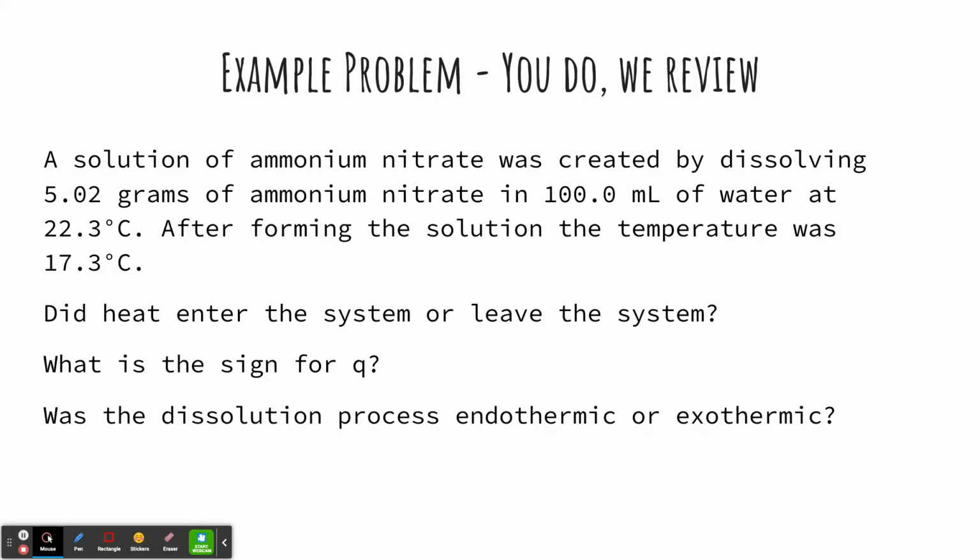So it says a solution of ammonium nitrate was created by dissolving 5.02 grams of ammonium nitrate in 100.0 milliliters of water at 22.3 degrees Celsius. After forming the solution, the temperature was 17.3 degrees Celsius. The questions are, did heat enter the system or leave the system? What is the sign of Q? And then, was the dissolution process endo or exothermic? Guys, keep in mind that Q is heat. Okay. And again, if we had a positive Q, that's corresponding to an endothermic process. If we had a negative Q, it is corresponding to an exothermic process.